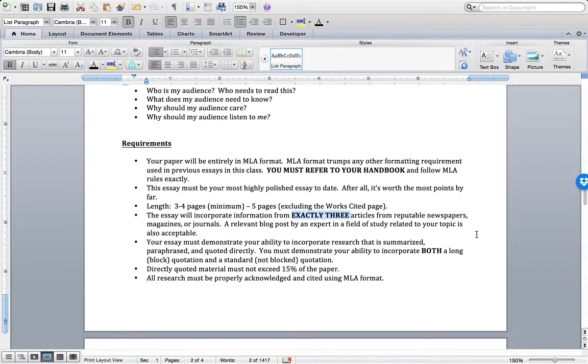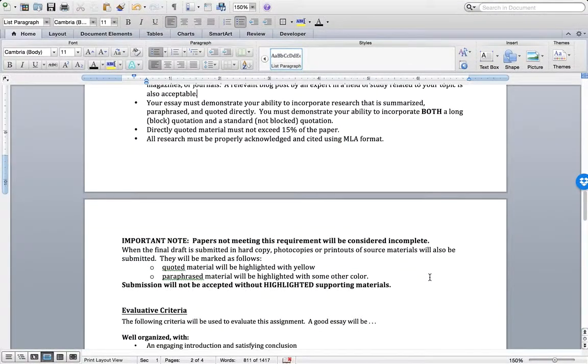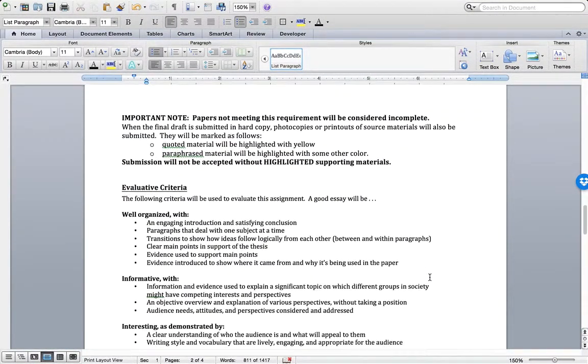Your essay must demonstrate your ability to incorporate research that is summarized, paraphrased, and directly quoted. You must demonstrate your ability to incorporate both a long block quotation and a standard, not blocked quotation. Directly quoted material must not exceed 15% of the paper. All research must be properly acknowledged and cited using MLA format. Important note, papers not meeting this requirement will be considered incomplete.